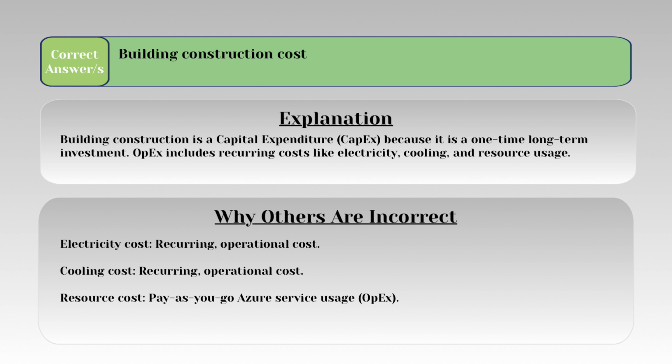Why the other options are incorrect? Electricity cost, recurring, operational cost. Cooling cost, recurring, operational cost. Resource cost, pay-as-you-go Azure service usage.